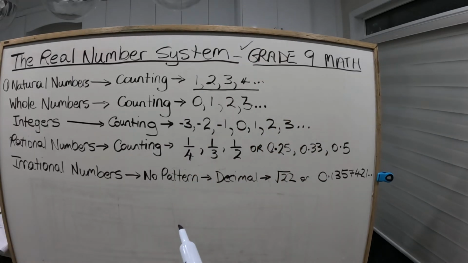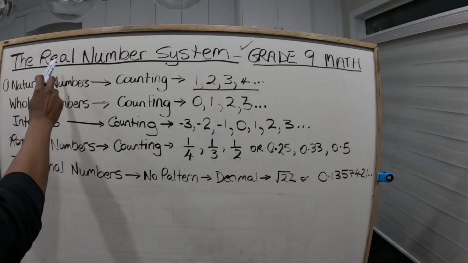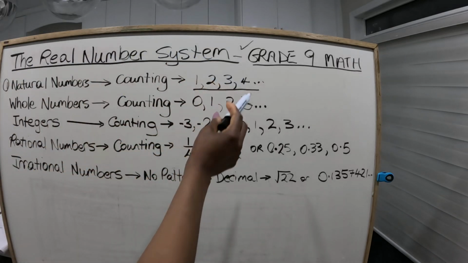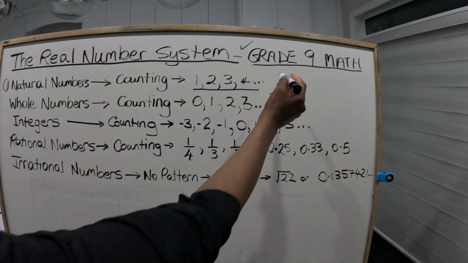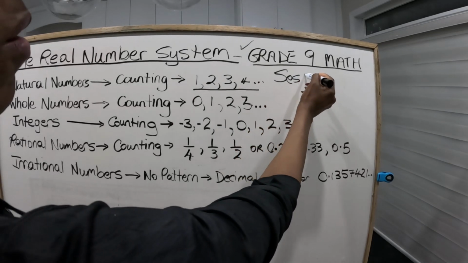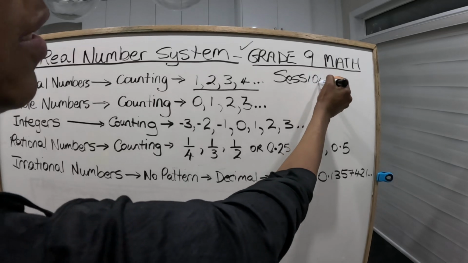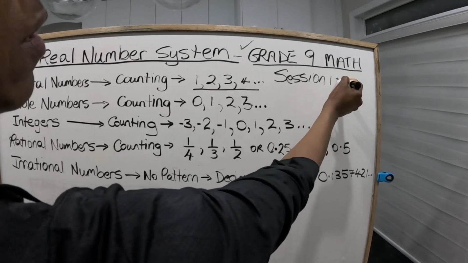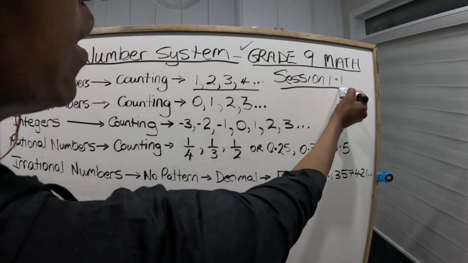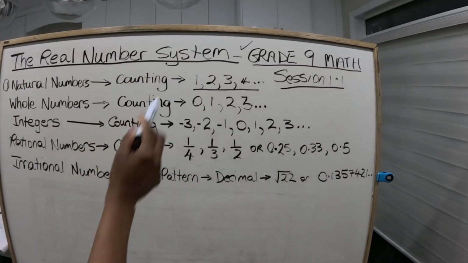Today's Sunday, so that's why we're speaking on math for grade 9 students. The topic is the real number system, and this is session 1.1. So that's what this is, okay? So, the real number system.